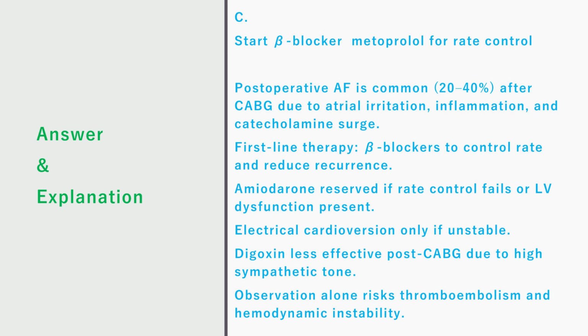Explanation. Postoperative AF is common, 20 to 40%, after CABG due to atrial irritation, inflammation, and catecholamine surge. First-line therapy: beta blockers to control rate and reduce recurrence. Amiodarone is reserved if rate control fails or LV dysfunction is present. Electrical cardioversion only if unstable. Digoxin is less effective post-CABG due to high sympathetic tone. Observation alone risks thromboembolism and hemodynamic instability.